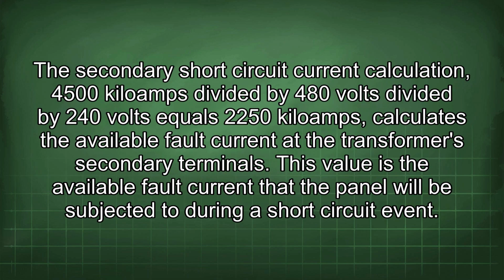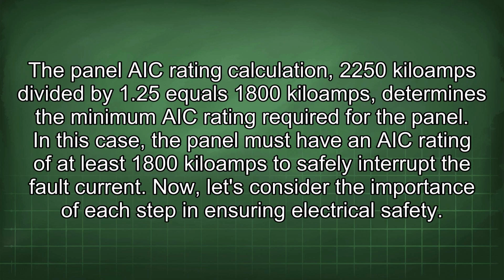The secondary short circuit current calculation, 4,500 kA divided by 480 volts divided by 240 volts equals 2250 kA, calculates the available fault current at the transformer's secondary terminals. This value is the available fault current that the panel will be subjected to during a short circuit event. The panel AIC rating calculation, 2250 kA divided by 1.25 equals 1800 kA, determines the minimum AIC rating required for the panel. In this case, the panel must have an AIC rating of at least 1800 kA to safely interrupt the fault current.